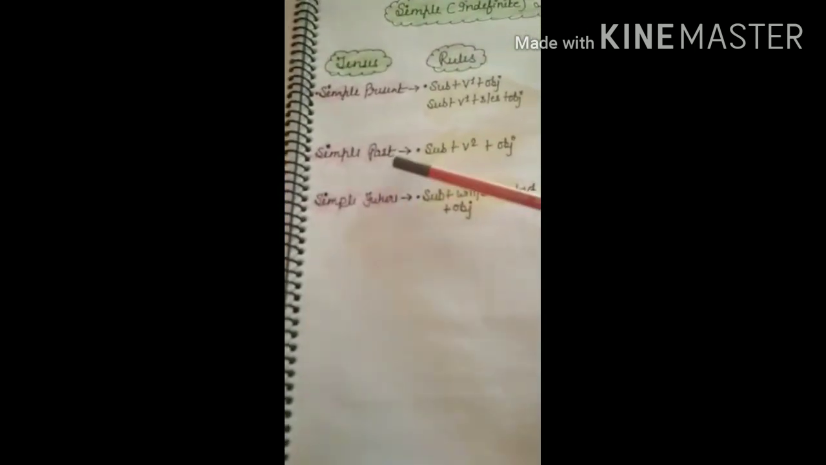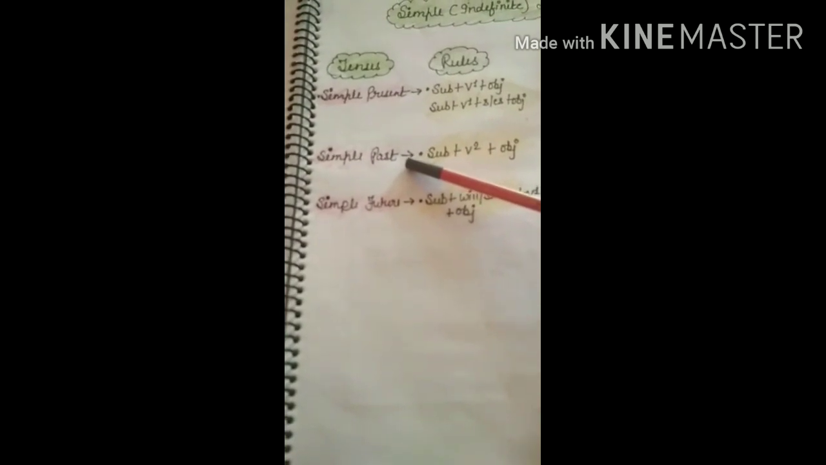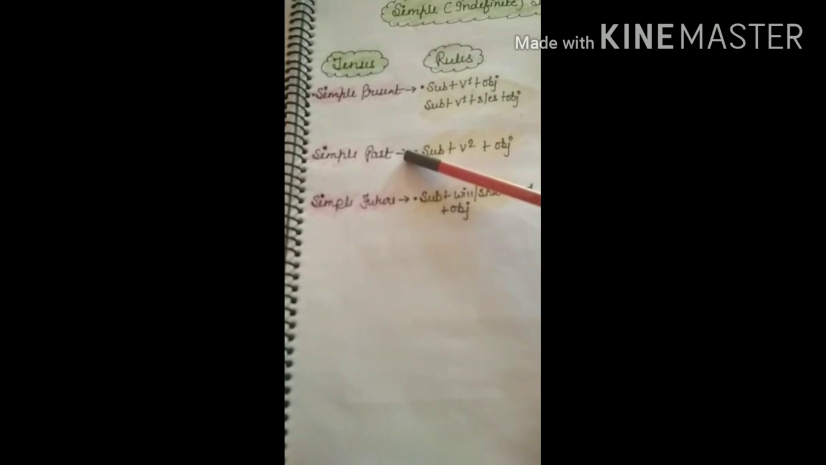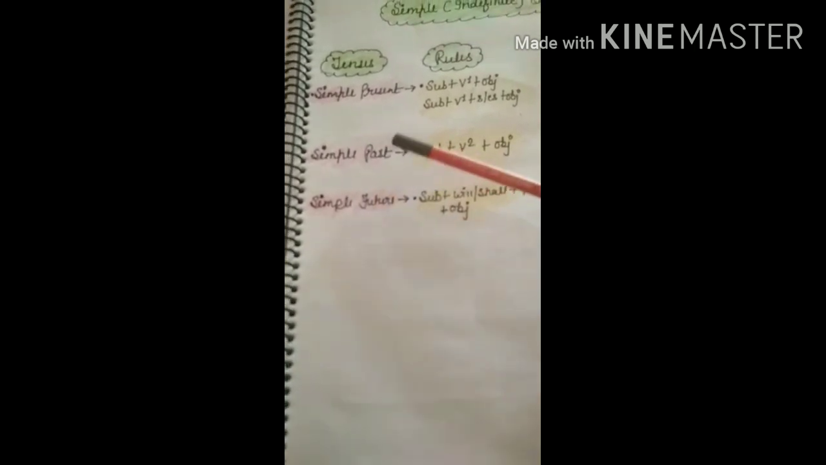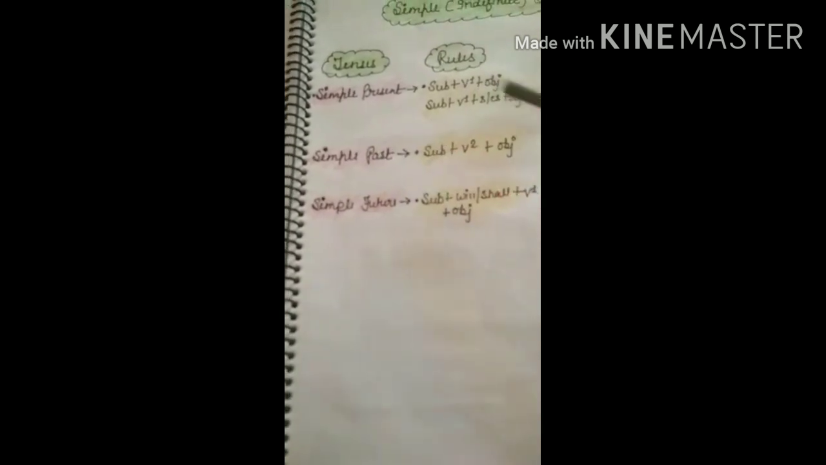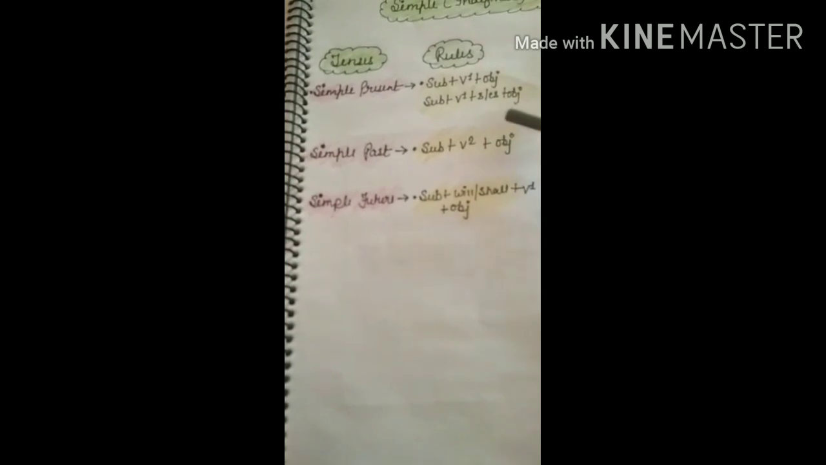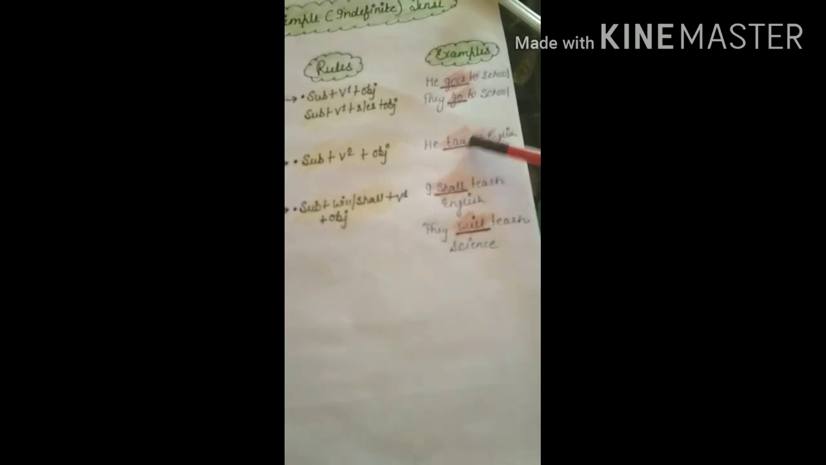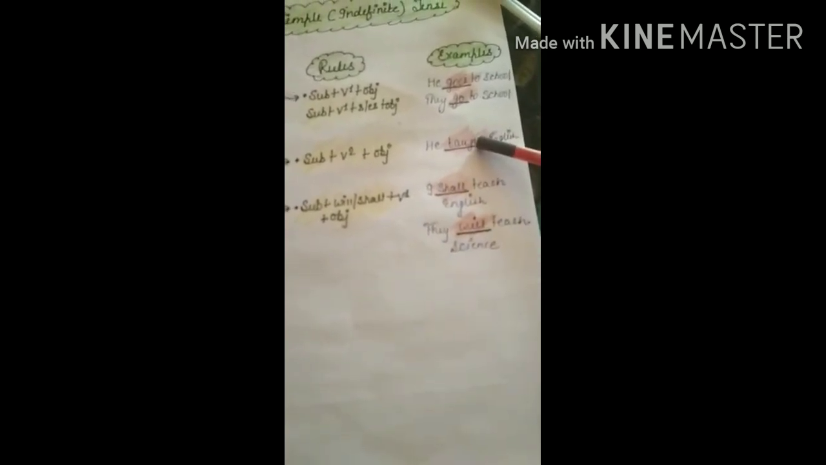The next one is simple past. Students, we use simple past tense to show that action happened in the past. The structure is subject plus V2 plus object. Let's discuss with an example. Subject, V2, plus object. V2 means second form of the verb.